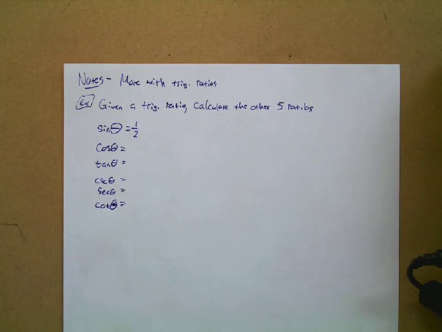And for all of these, we're going to assume we are in the first quadrant for this set of problems here. Okay, sine of theta equals 1/2. That could be either in quadrant 1 or in quadrant 2, right? So not really sure here, but we're just going to assume that we're in that first quadrant.